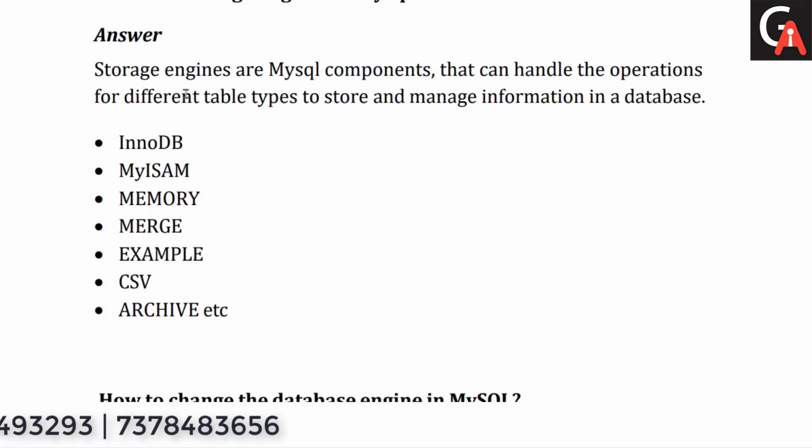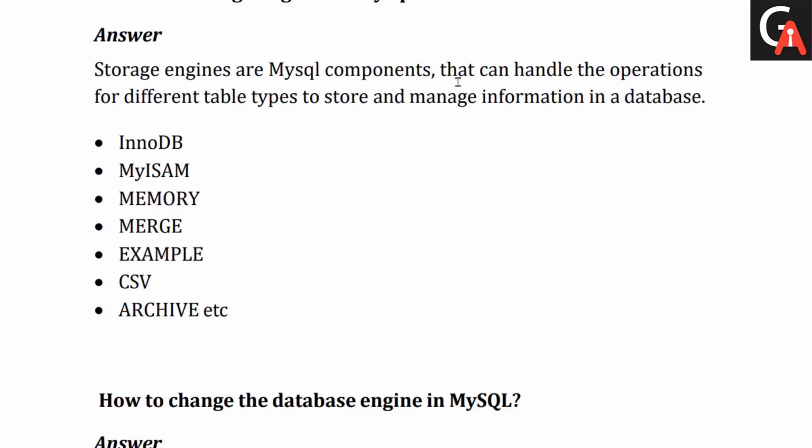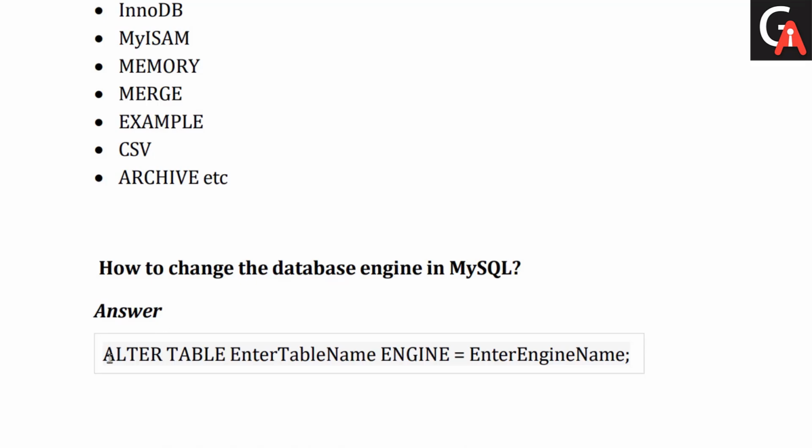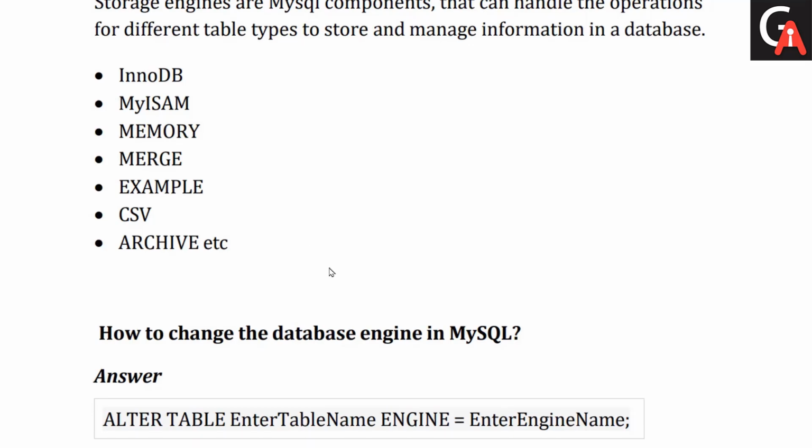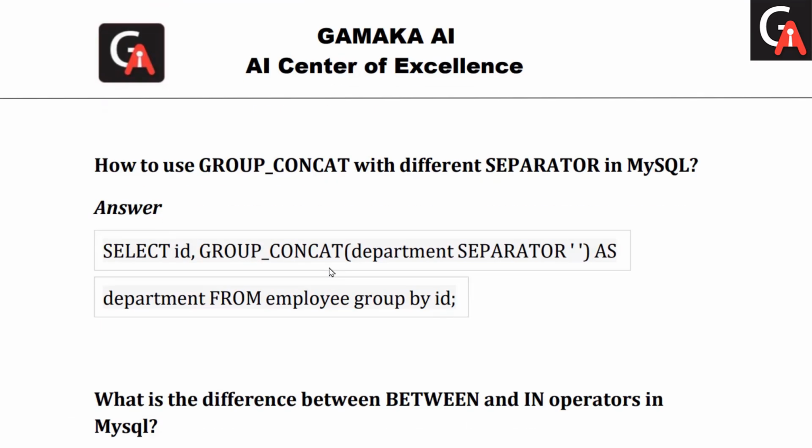First of all, what is a storage engine and what are the different storage engines available? It's a MySQL component that can handle the operations for different table types and manage the information with respect to the databases. We have InnoDB, MyISAM, Memory, something like that. If I want to change the engine in MySQL, we can go with the ALTER TABLE statement, where we mention the table name and then the engine name. And what is the default? InnoDB is the default. Clear? I guess these three questions are clear to you guys. Let's move forward with the other question we have.